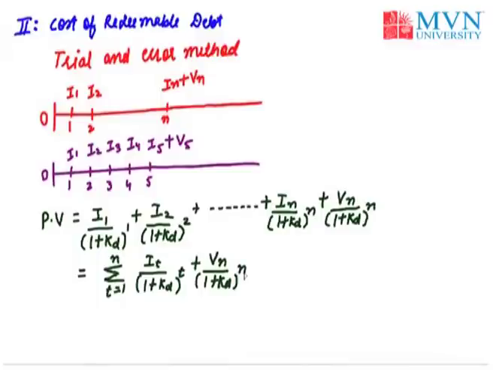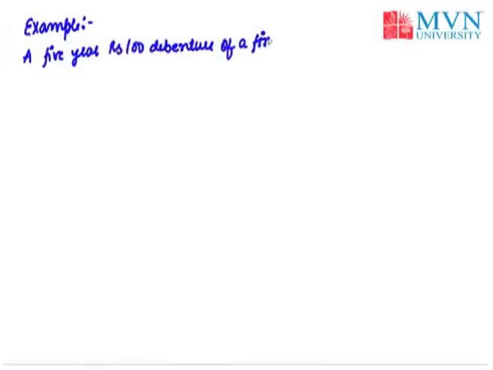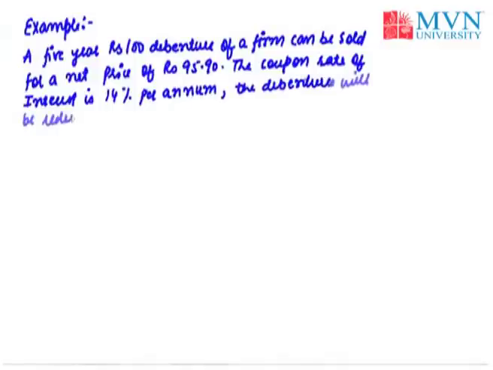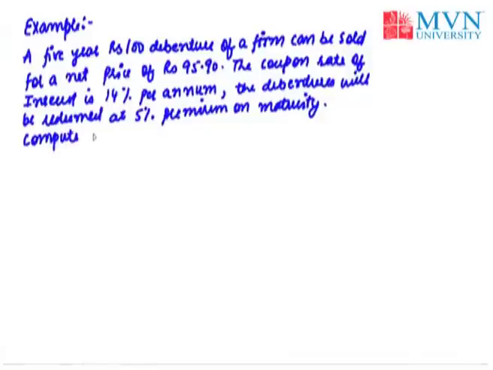Now one can easily calculate the cost of debt, denoted by kd, in this question by using the hit and trial method. Now let me make it more clear to you by using an example. Suppose 5-year rupees 100 debentures of a firm can be sold for a net price of rupees 95.90. The coupon rate of interest is 14% per annum and the debentures will be redeemed at 5% premium on maturity. Now we need to compute the cost of debt.